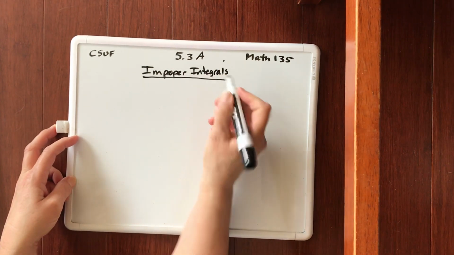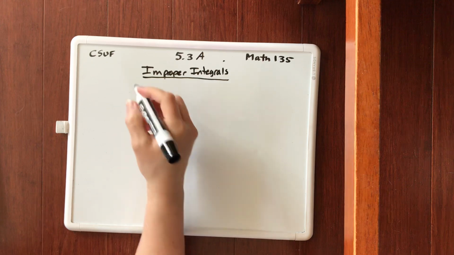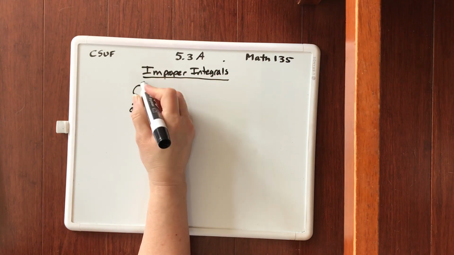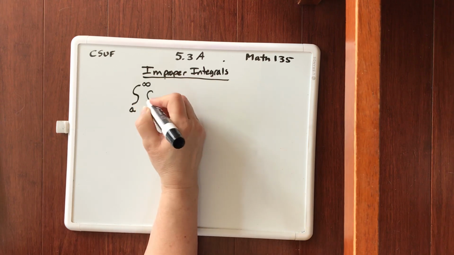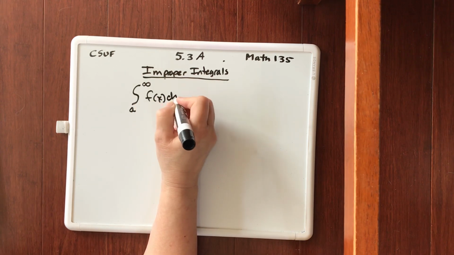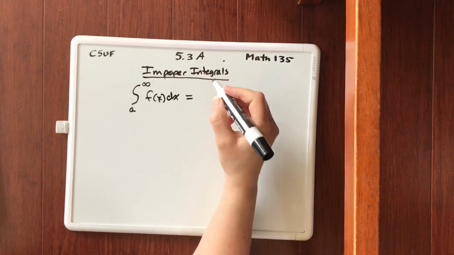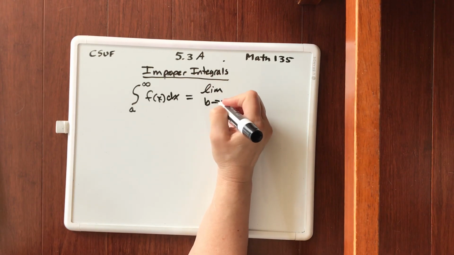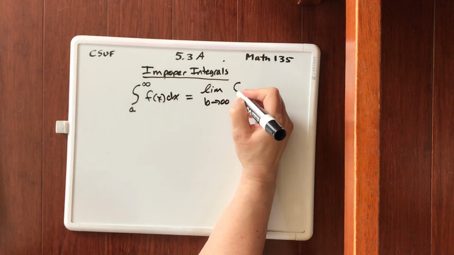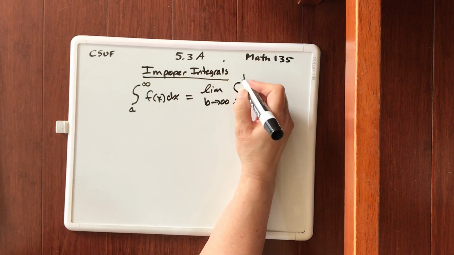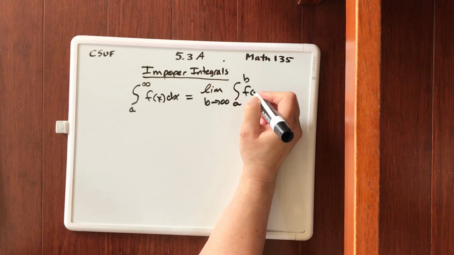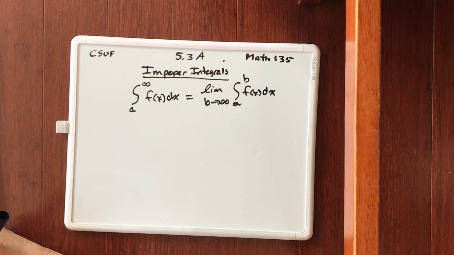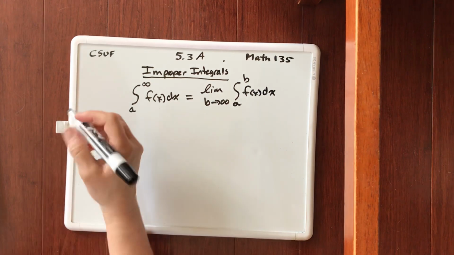Improper integrals. Okay, so if we integrate from a to infinity of f of x dx, what that equals is the limit as b approaches infinity of the integral from a to b of f of x dx. Okay, so we're going to utilize this. Here's an example.